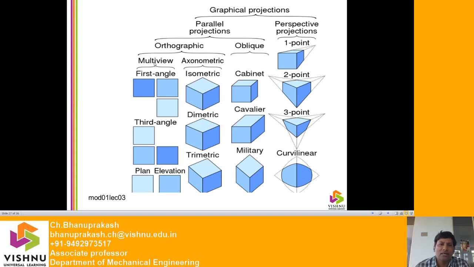Okay, now we will discuss multi-view projections. See here, there are two very important projections: one is the first angle projection and another one is the third angle projection. In the first angle projection, the entire object will be placed in the first quadrant that we discussed in the earlier lectures. See, this is the isometric view, so we have to draw the orthographic views. These three views are orthographic views.